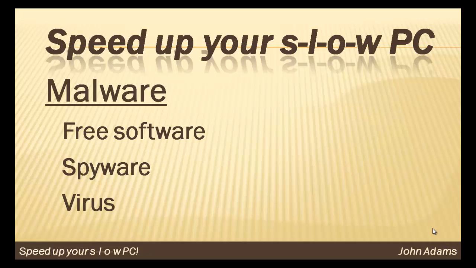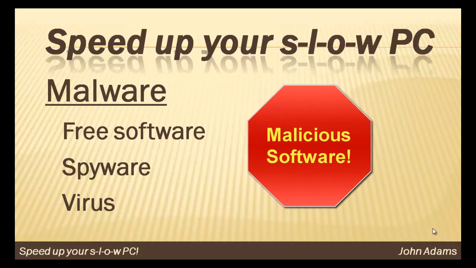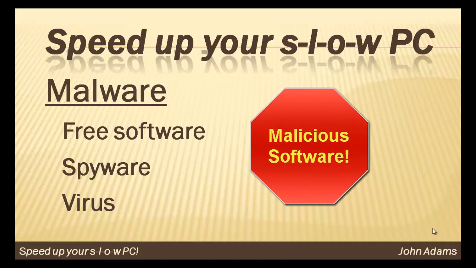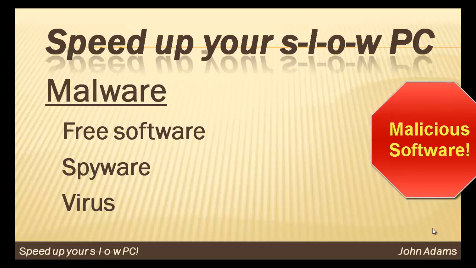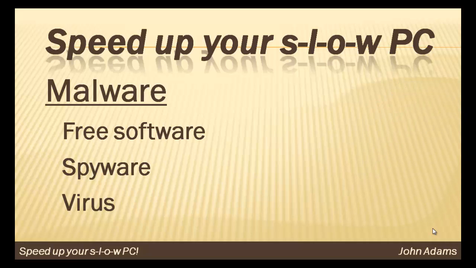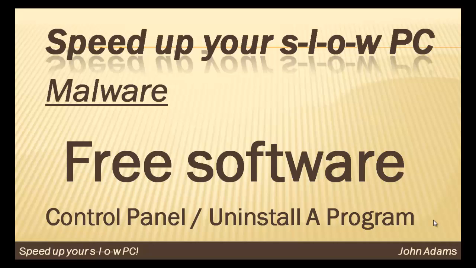Malware, the word is an abbreviation of two words, malicious and software, and what we're talking about is programs that are installed on your PC that don't necessarily do what you think they do. And we'll get a little bit more into what that means as we discuss these three categories. The three we're looking at here are free software, spyware, and virus. And there are probably a few more, but these cover the majority of the malware type software that you'll see today.